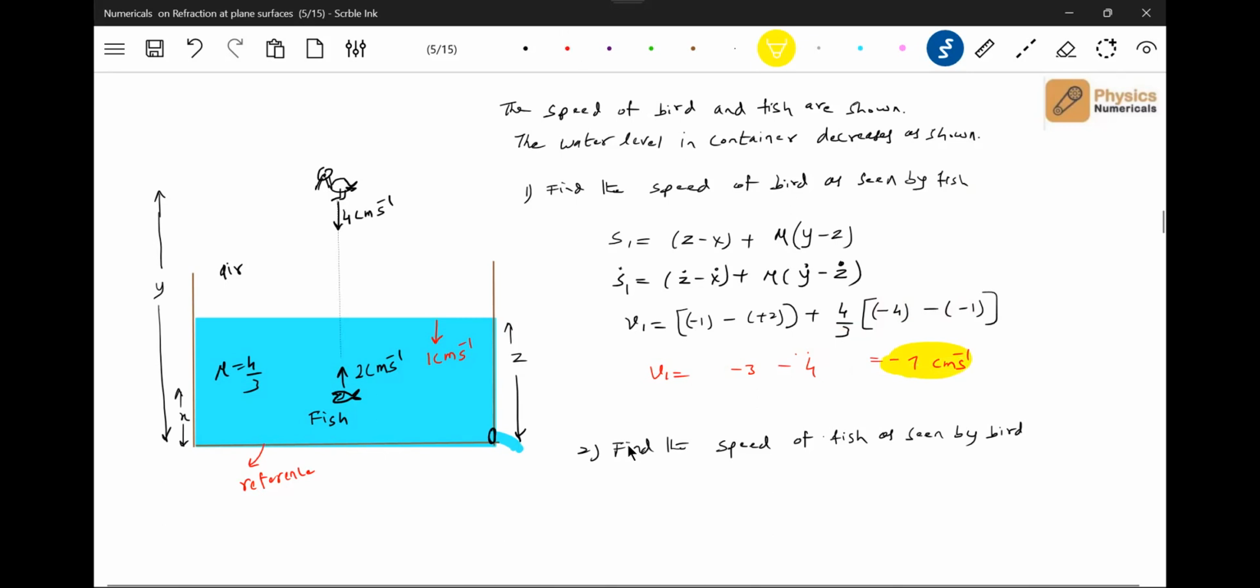Now, find the speed of fish as seen by the bird. This will be S2 is equal to, what is the actual depth of the fish? Z minus X. Bird at what distance is there from the boundary? Y minus Z. Bird is at a distance of Y minus Z. Then what is the actual depth of the fish? Z minus X. Real depth, the apparent depth will be. What is Y minus Z? Y minus Z is distance of the bird from the boundary. Real depth of the fish is Z minus X. Apparent depth Z minus X by mu. This will differentiate.